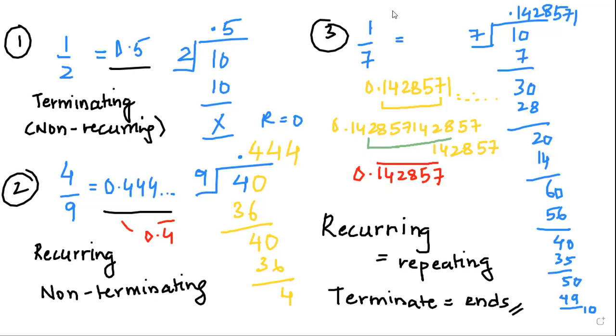So all the three examples which are there on the board, right? They are all examples of rational numbers, because I'll tell you, they are either recurring or they are terminating, right?